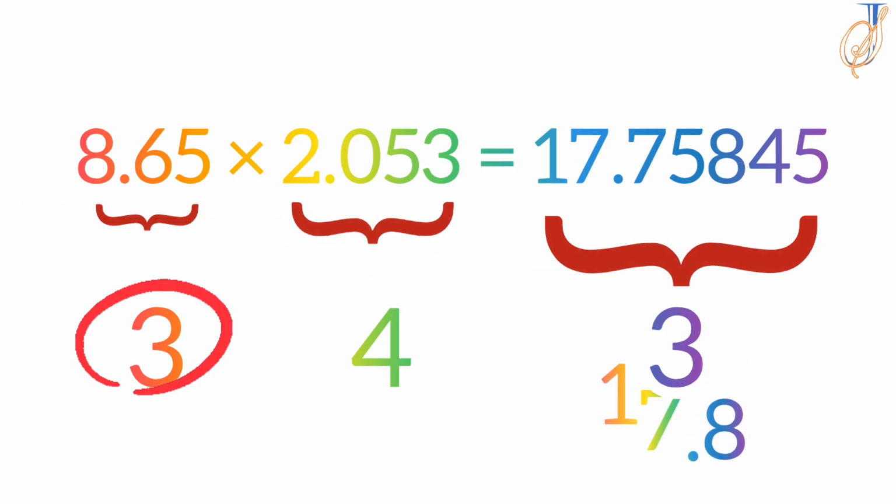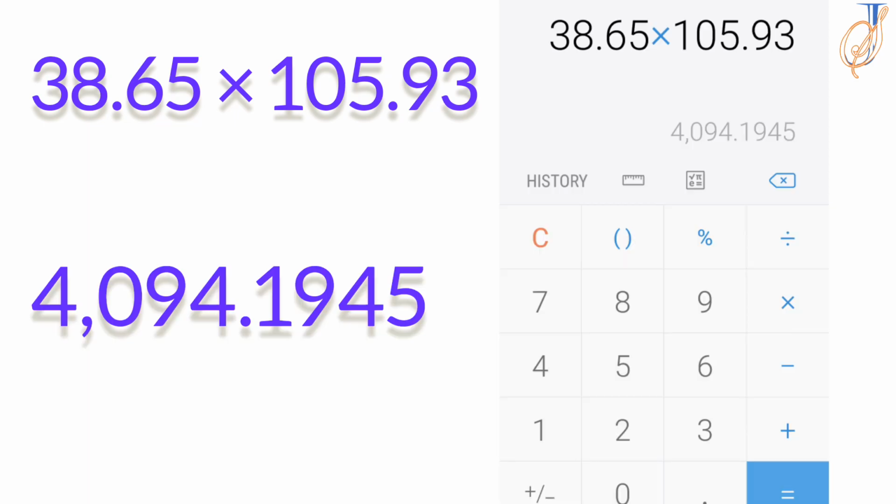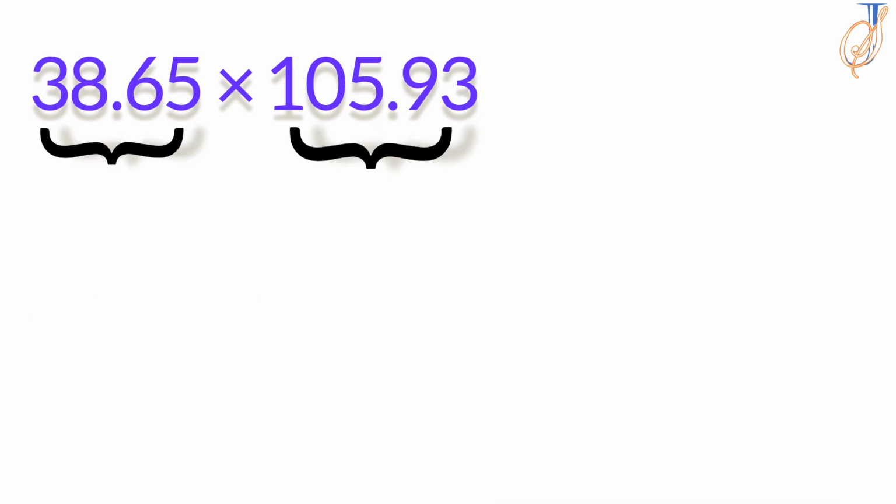The answer should have the same number of significant figures as the one with the fewest significant figures. Another example, 38.65 times 105.93. After doing the calculation, you will get 4094.1945. Check the lowest number of significant figures in the first two numbers.